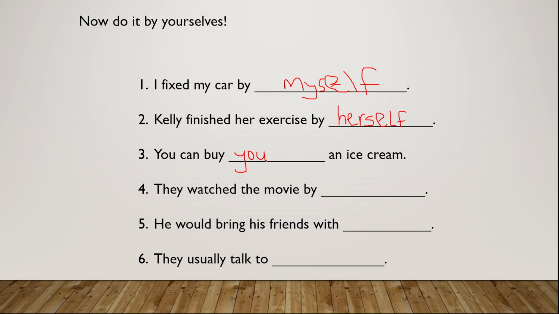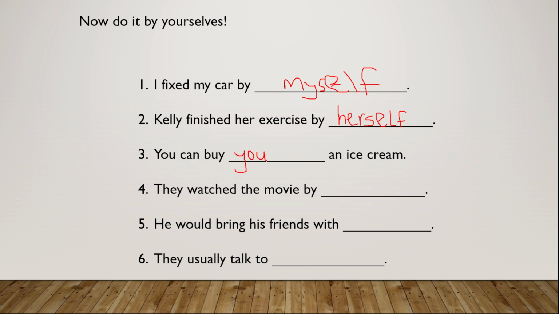And number 5, he will bring his friends with... He will bring his friends with himself. No, sorry. He will bring his friends with him. Remember, we said we don't use reflexive pronouns after with. So, he will bring his friends with him. This is supposed to be with him and not with himself. I hope you were not thinking of himself.